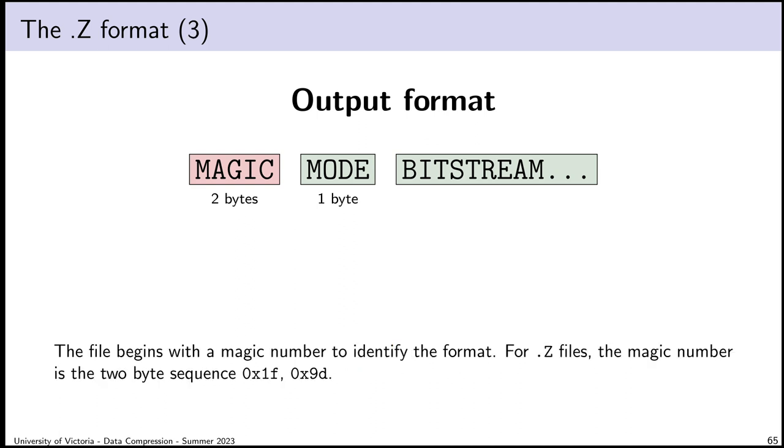So the magic number is the 2-byte sequence 1F9D. Earlier, I wrote that as 0x1F9D, but I am now going to write it as two separate bytes, 1F and 9D. So the first byte is 0x1F, the second byte is 9D. I use the two single-byte representations because we've had enough of the whole big endian versus little endian thing for today. These are 2 bytes in this order, 1F9D, and every .z file must begin with them. If it doesn't, the decompressor will just give an error and say, I'm not touching this.